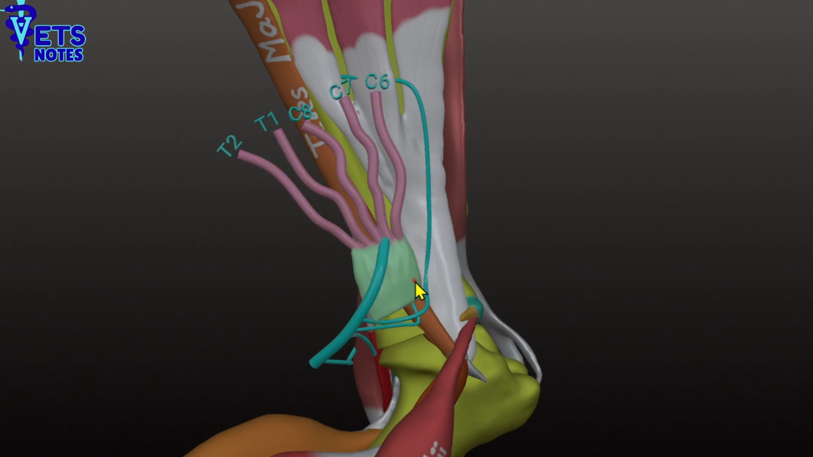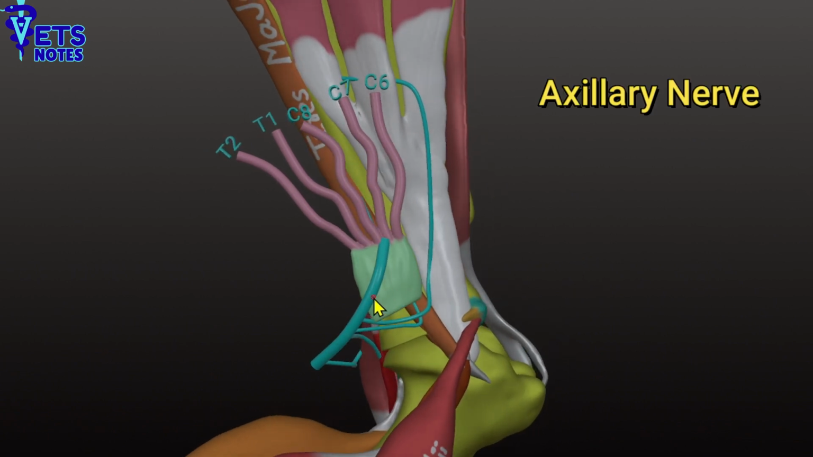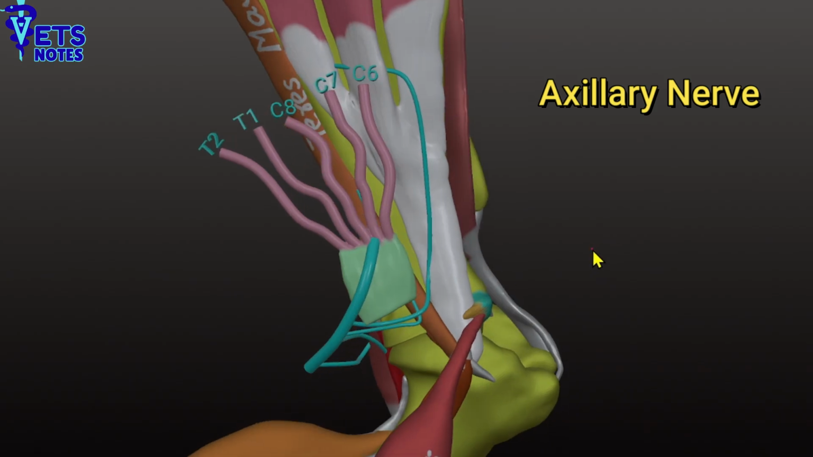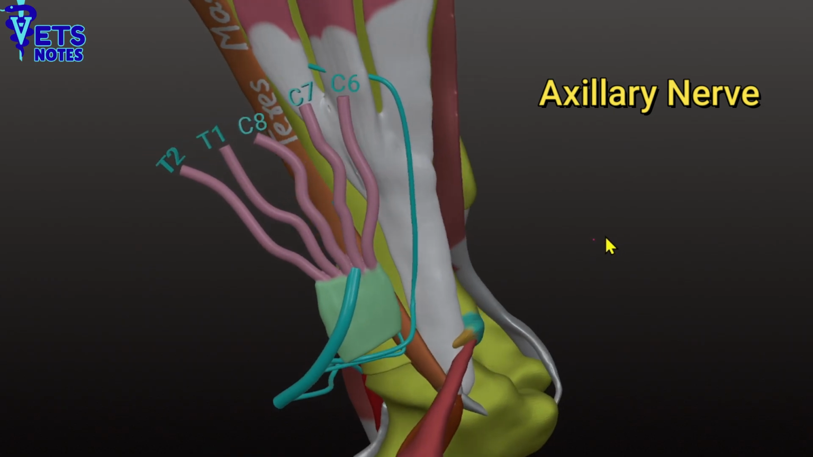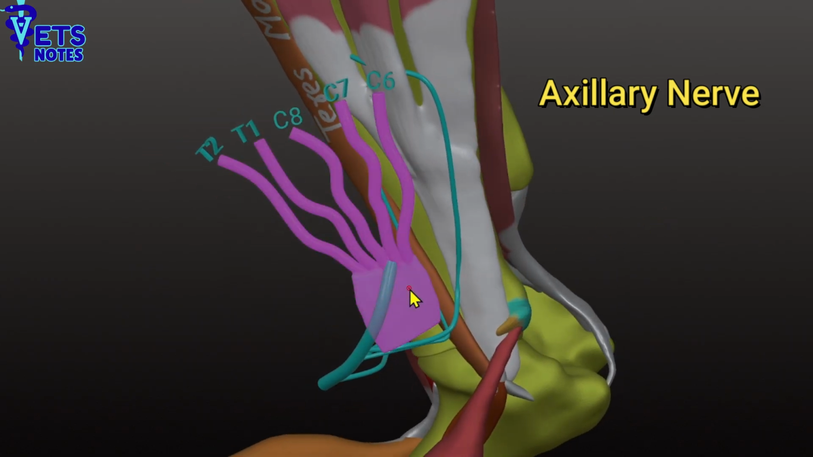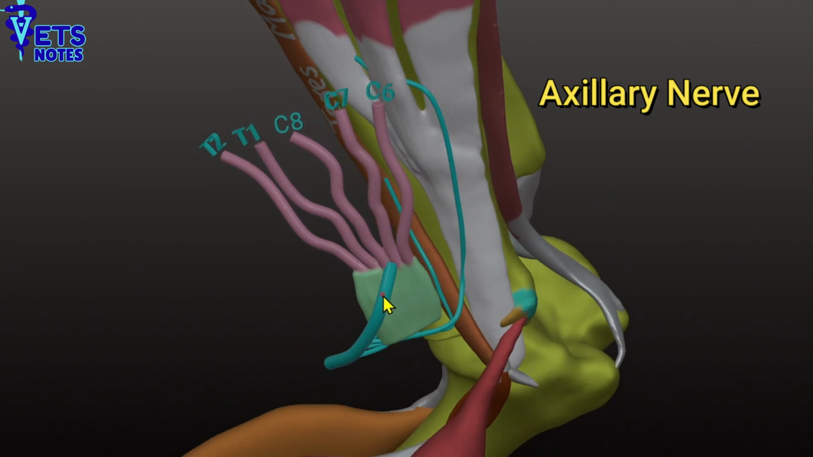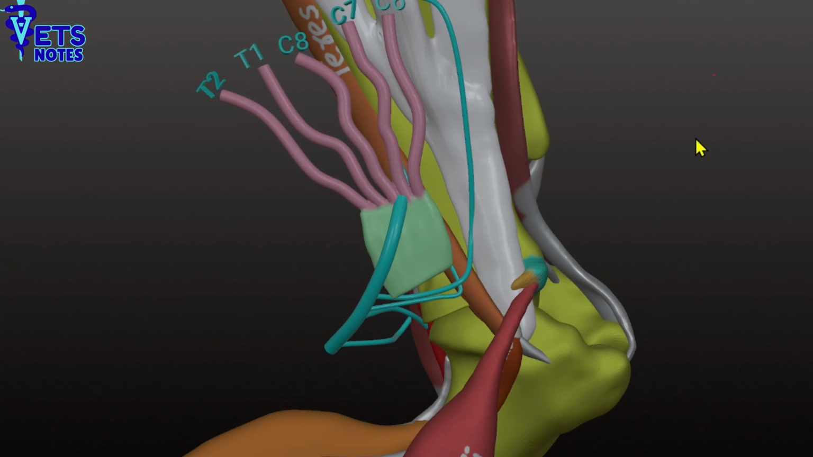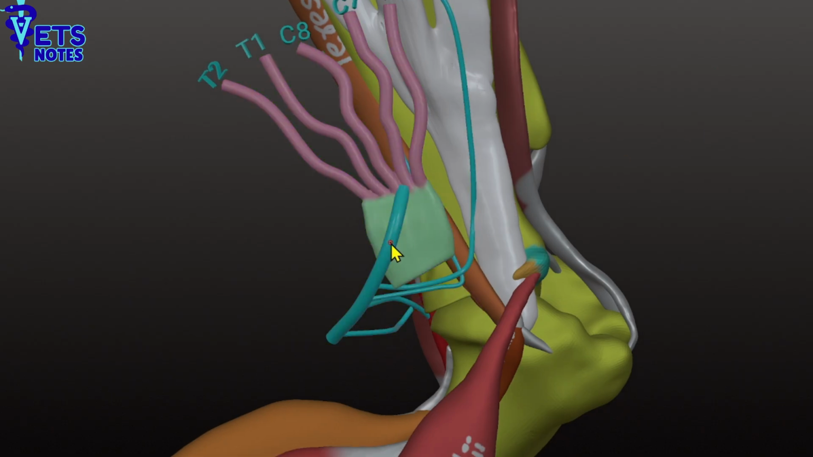So this is the brachial plexus. The next branch we'll discuss is this one. So this branch is called your axillary nerve. The axillary nerve is thick as compared to other branches. If you see the origin of the nerve, this is the brachial plexus, this is the axillary nerve. The fibers of the axillary nerve are derived from your 7th cervical spinal nerve and 8th cervical spinal nerve.